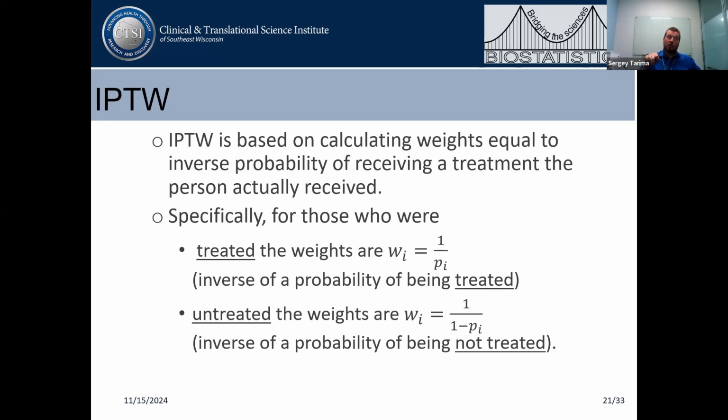If you consider group of untreated patients, the weight will be 1 over probability of not being treated, which means 1 over 1 minus P sub I, because probability of being treated is P sub I, probability of not being treated is 1 minus P sub I. And then if we have multiple treatment groups, our weights will be 1 over probability of receiving a treatment that this patient actually received. Okay.